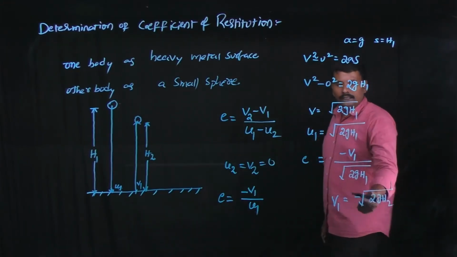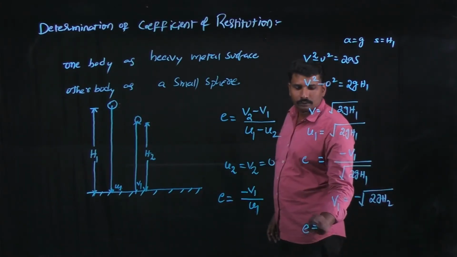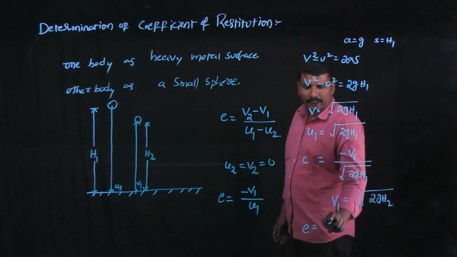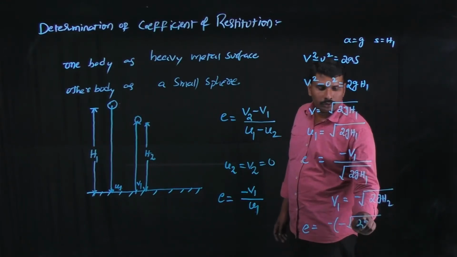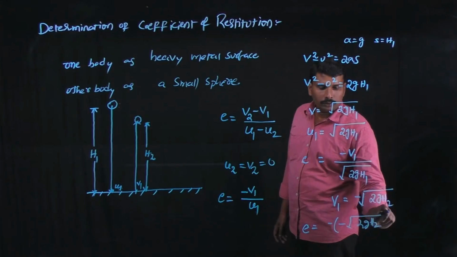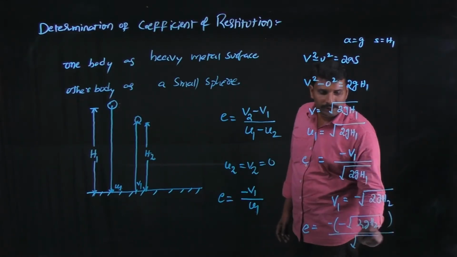By substituting the value of v1, e equals minus of minus under root 2g h2 by under root 2g h1.